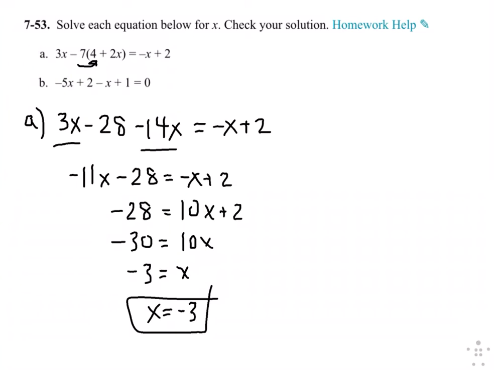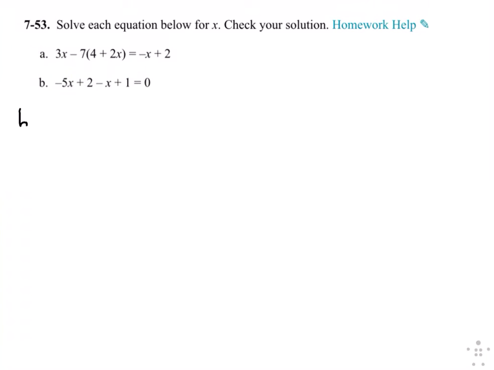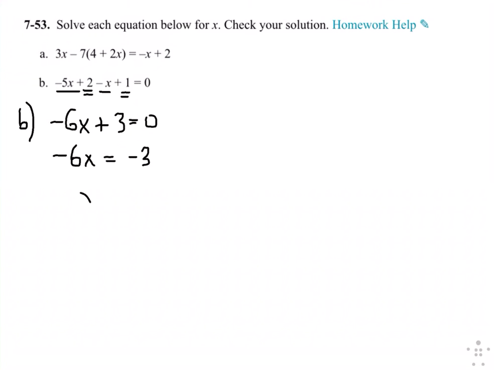Okay, let's do B. For B, we have like terms, right? Negative 5x and negative x is negative 6x. Then I have plus 2 and plus 1, that's plus 3 equals 0. Subtract 3 from both sides, and then divide by negative 6. And I get x equals negative 3 over negative 6, which is 1/2.